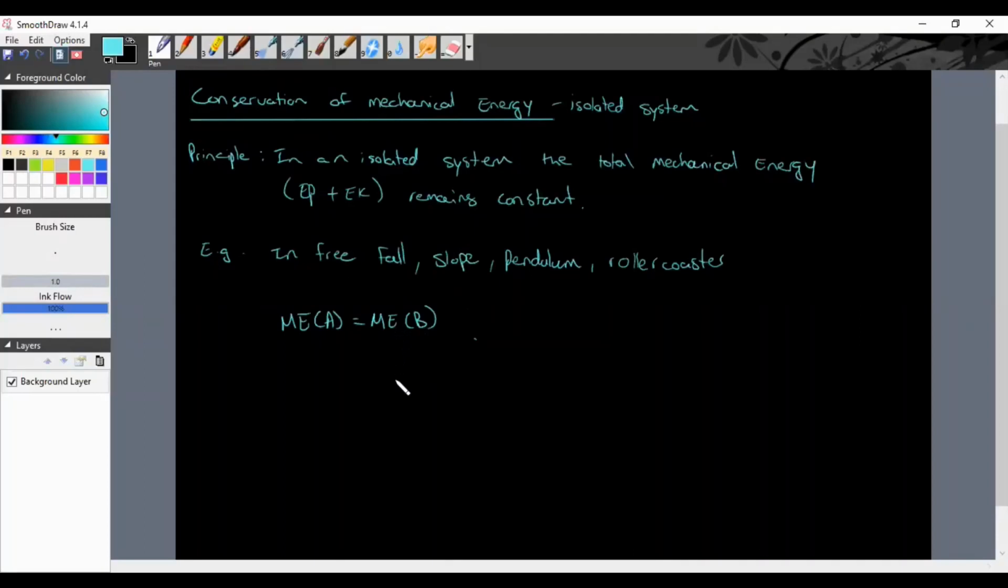If it's on a slope where you have top and bottom, obviously you would say, well, ME at the top is equal to ME, or mechanical energy, at the bottom. Okay, because it must be conserved. So if anything is conserved, it's in an isolated system, it should all be the same. If you have 3 points, let's say you have A, B, and C, then it must also be equal to mechanical energy at point C. So all the same.